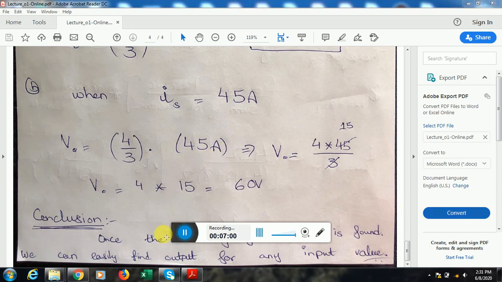The same topic will be repeated with another example in the next lecture to get a better understanding of this topic.